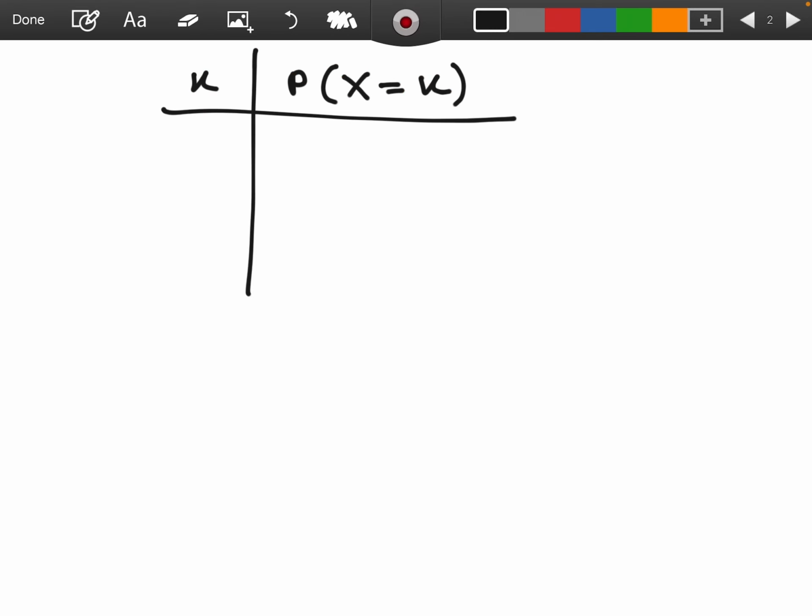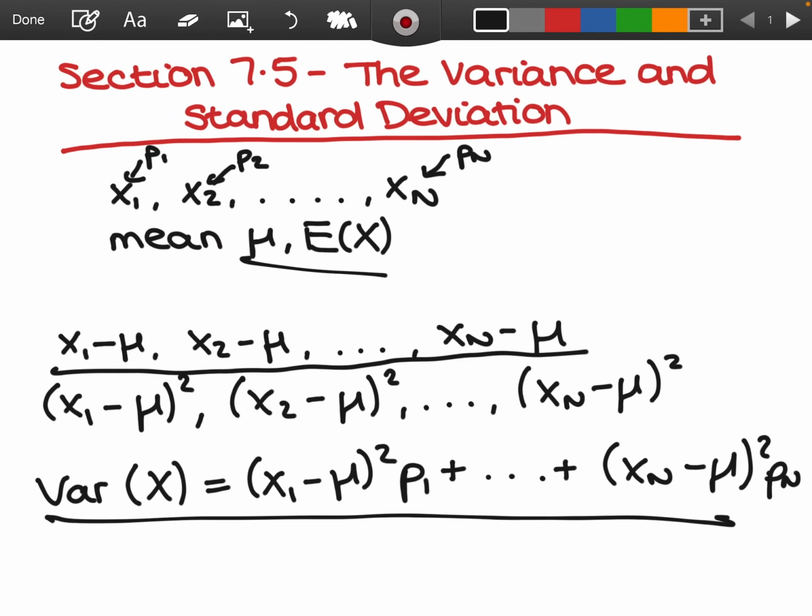Whenever you are given a probability distribution like this, this is how I want you to calculate the variance. Take each of the outcomes, each of the data points, and subtract the mean from them. You will have had to have already calculated the mean like we did in the last video. Square that value, and then multiply each one by the probability of that outcome.